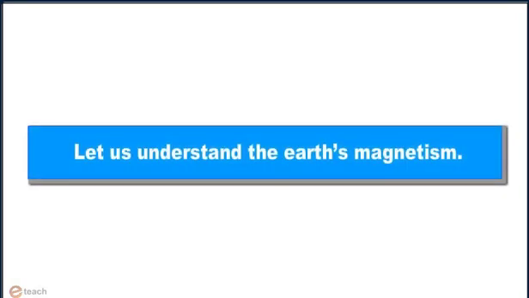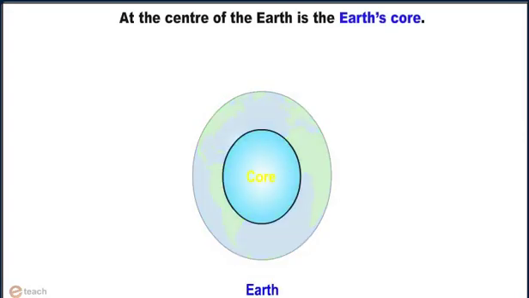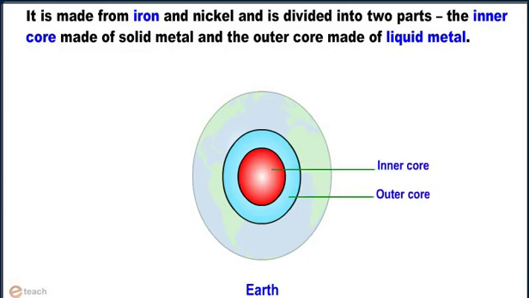Let us understand the Earth's magnetism. At the center of the Earth is the Earth's core. It is made from iron and nickel and is divided into two parts. The inner core is made of solid metal and the outer core is made of liquid metal.